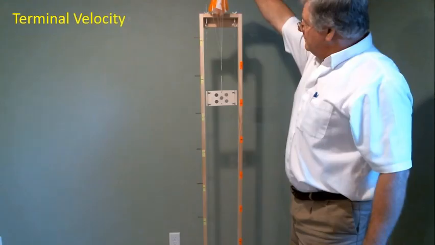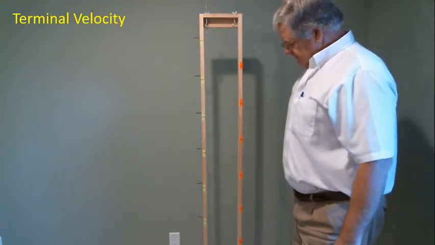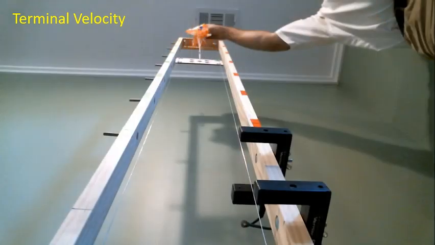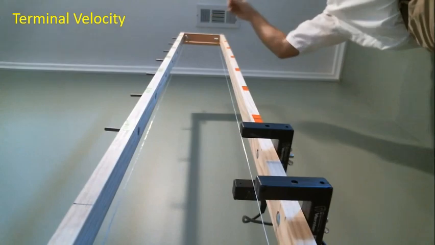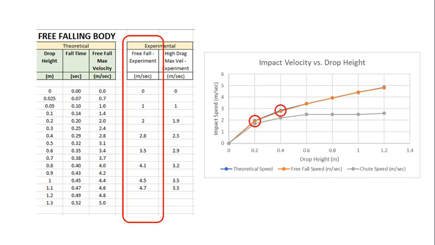The concept of terminal velocity can be investigated by attaching a drag device to the drop plate. Students record data in data tables and then plot the data on a graph to see how the experimental data compares to the theoretical.